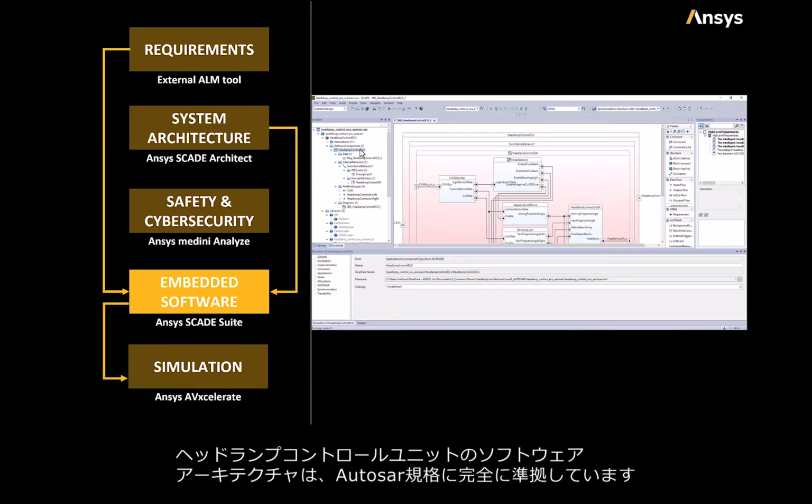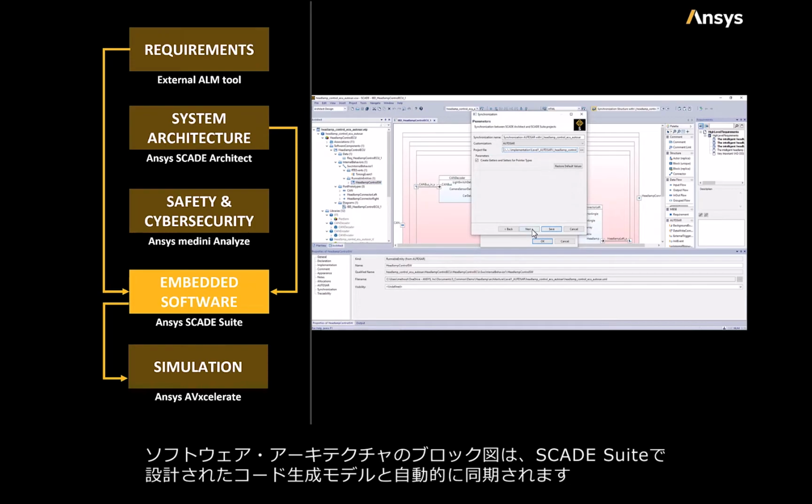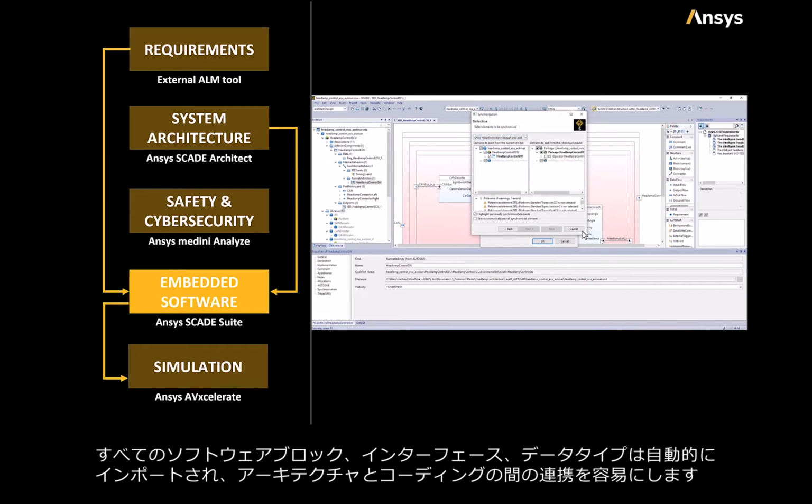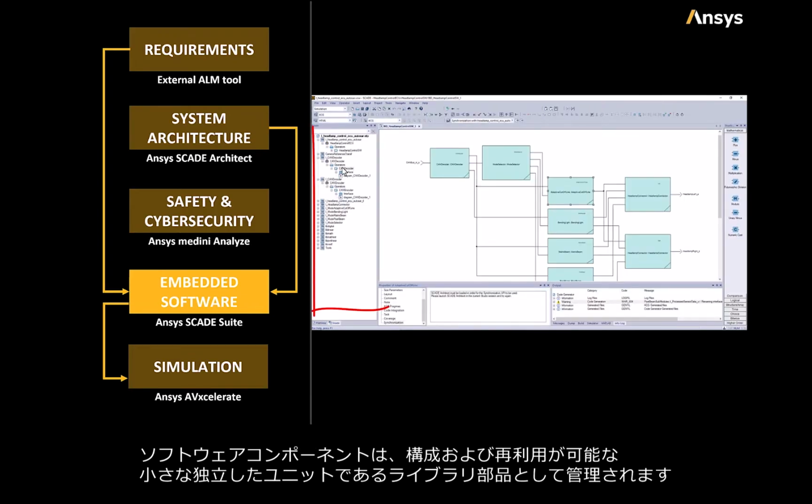The software architecture of the headlamp control unit is fully compliant with the AUTOSAR standard. It is broken down into application software components, runnable entities, and timing events. The software architecture block diagram is automatically synchronized with the code generation model designed in SCADE Suite. All the software blocks, interfaces, and data types are automatically imported, easing the transition between architecture and coding activities. The software components are managed as library items, which are small independent units that can be composed and reused.